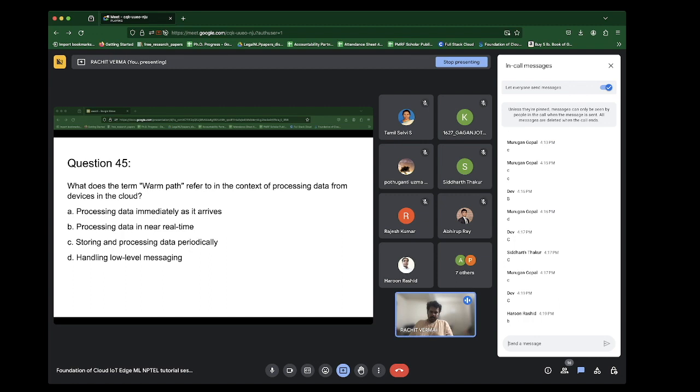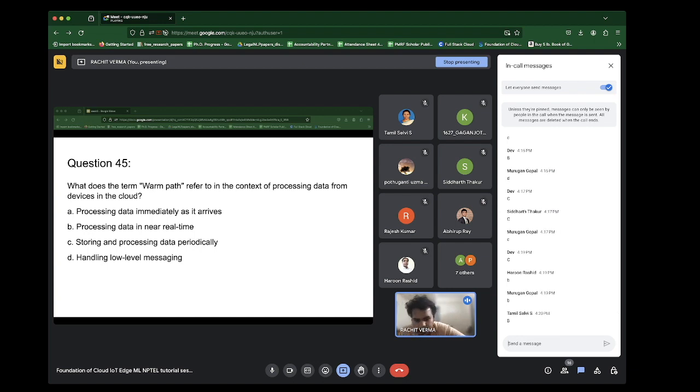Okay, so we have B and D, right? Harun sir, do you want to say that the answer is D? I think it is B, processing data in real time. Okay, fine. Are there any other responses? B? Okay, yes. So B is the correct answer: processing data in near real time.